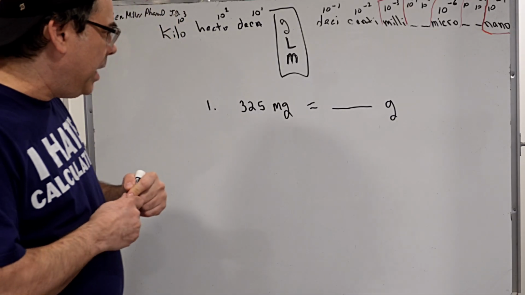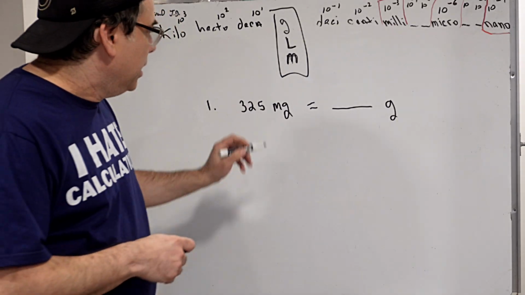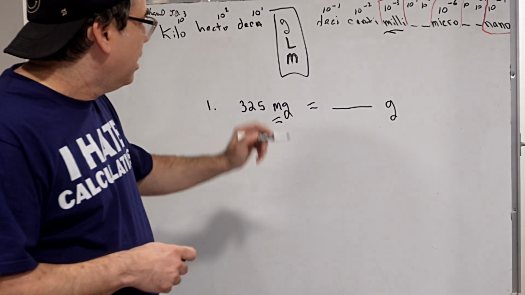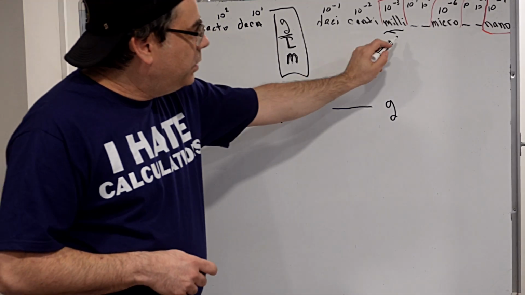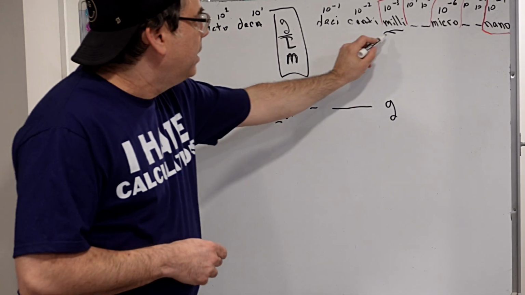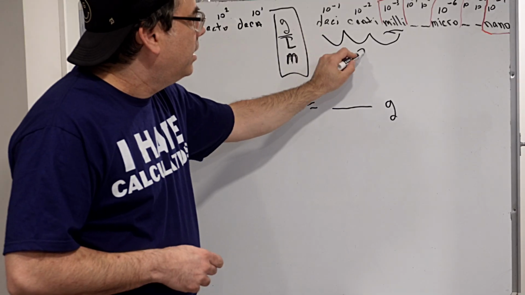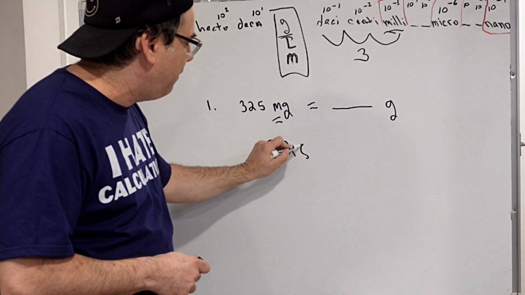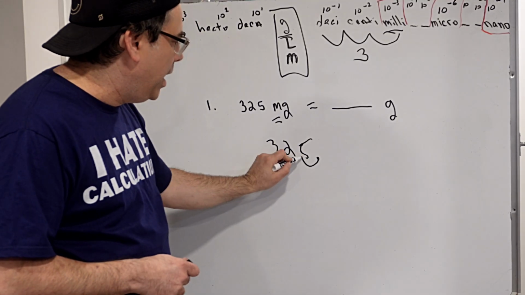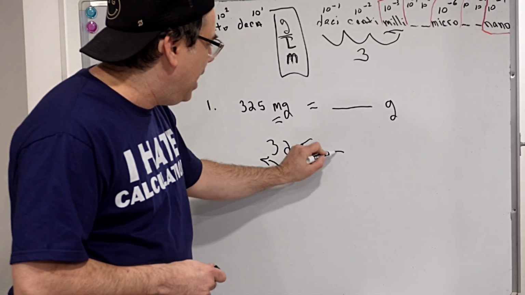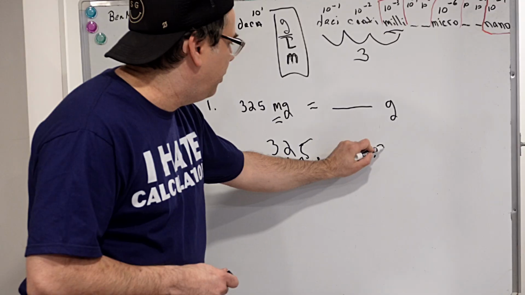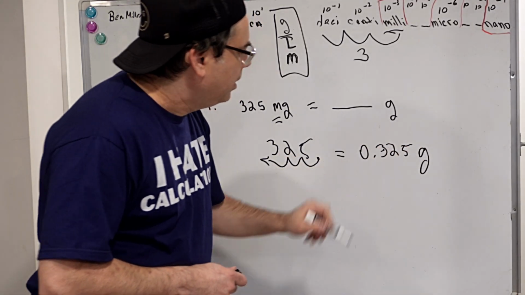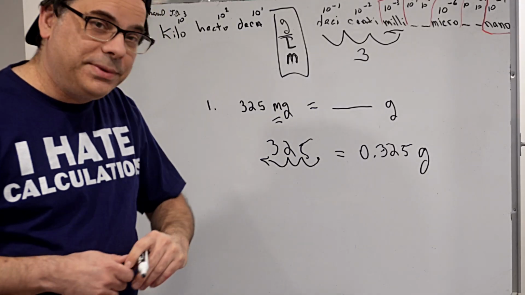So, we have 325 milligrams. Milli is 10 to the negative 3, and we're going to gram. So all you have to do is move the decimal point 3 to the left. 1, 2, 3. Three-step dance. So we do 325, and we put a decimal point here. So we have 0.325 grams. Look how quick that was.